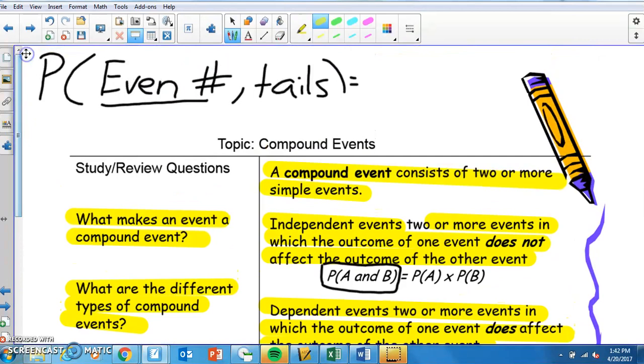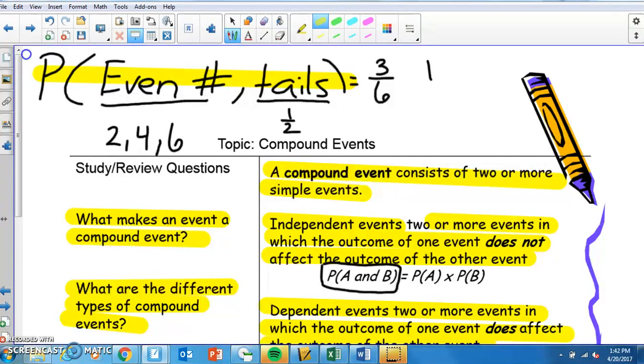So let me scroll back up to the top. Let's say you have a dice and you have a coin. And we want to know the probability of rolling that dice, getting an even number, and then flipping that coin and landing on tails. So let's do this. We have a dice. An even number on a dice would be rolling that dice and then landing on a 2, 4, or 6. So our probability of an even number would be a total of 3 out of 6 sides. So 3/6.